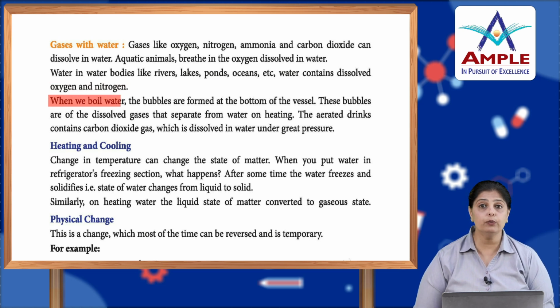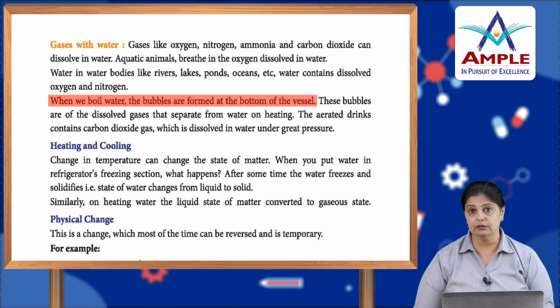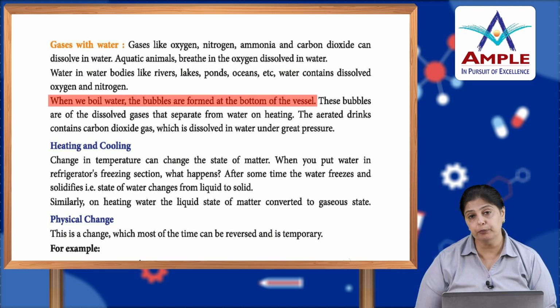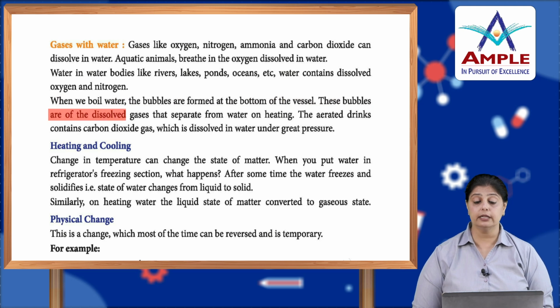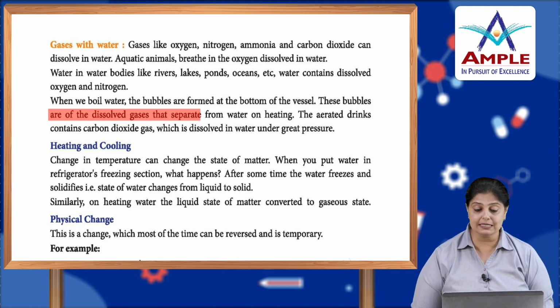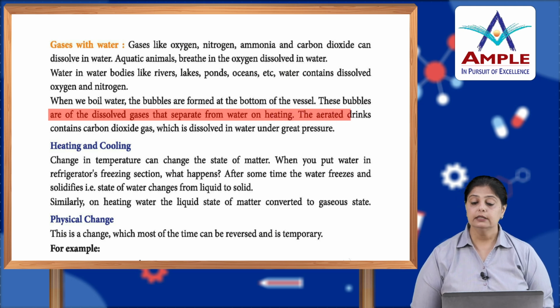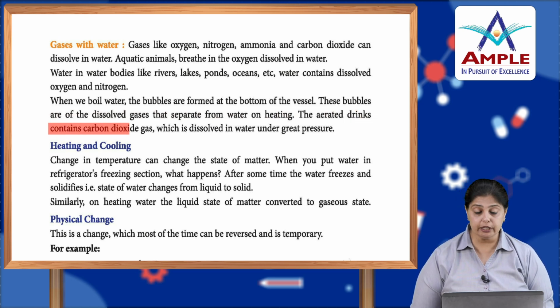Now, when we boil water, bubbles are formed at the bottom of the vessel. When you start boiling water, you will see that bubbles start coming from the bottom of the vessel. These bubbles are of the dissolved gases that separate from water on heating. The aerated drinks contain carbon dioxide gas which is dissolved in water under great pressure.